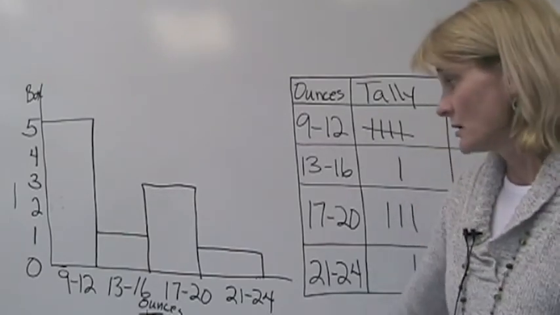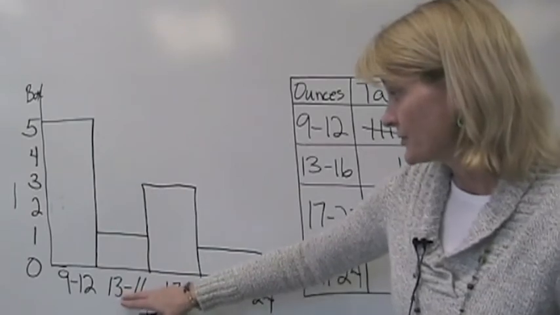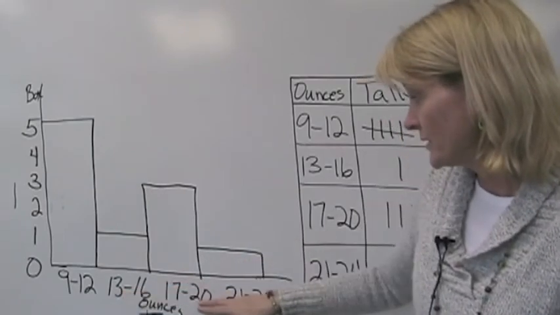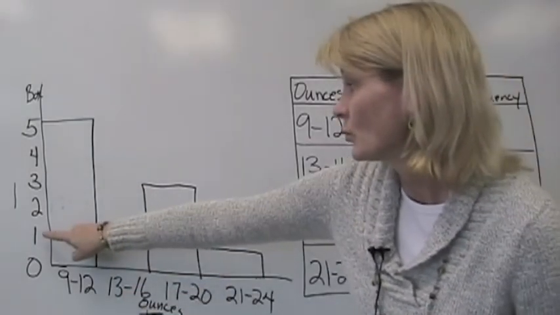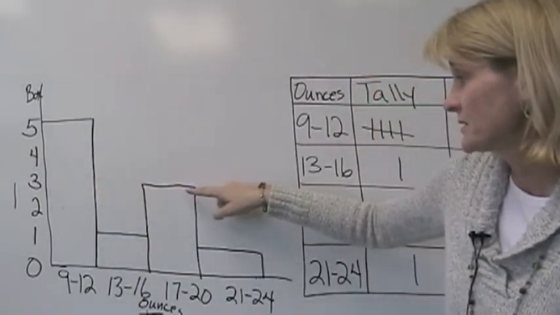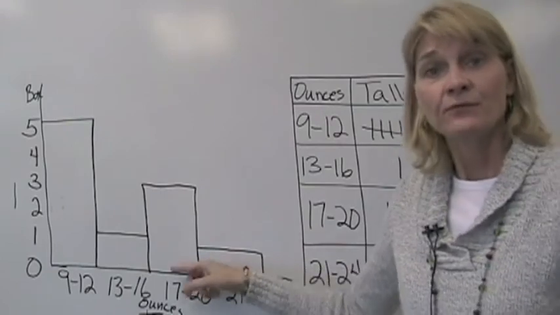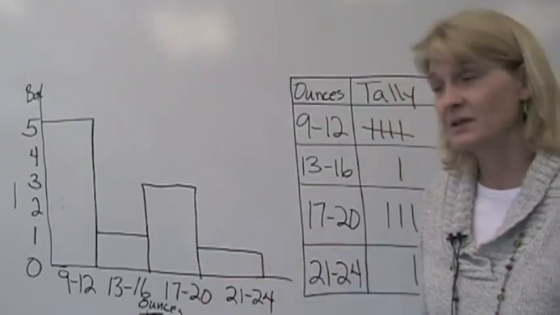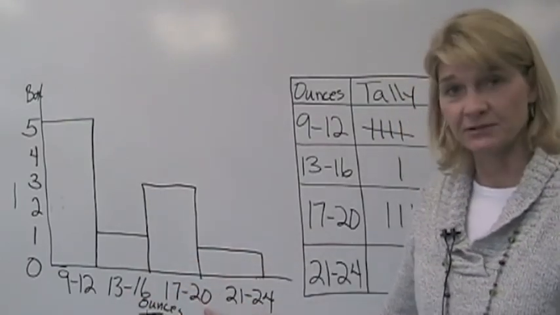Now if I was to say, how many boxes of cereal have between 13 and 20 ounces in them? Well, I would look here. 13 to 20 is going to be 1 box with that much and 3 boxes with that much. So I would say 4 boxes of cereal have between 13 and 20 ounces.